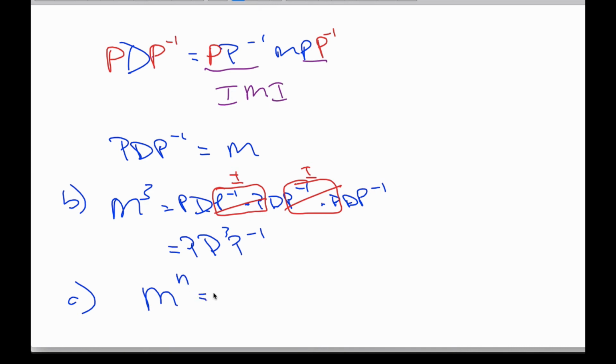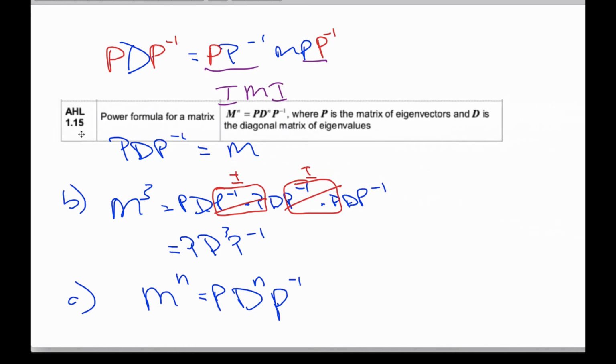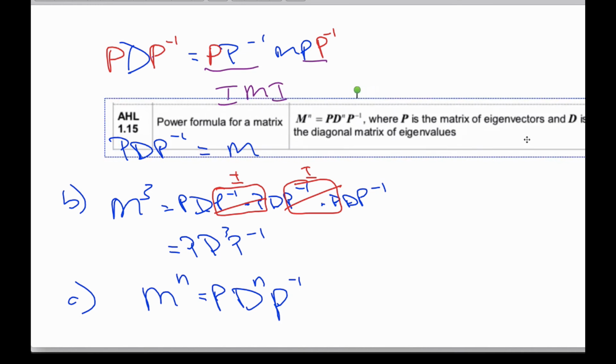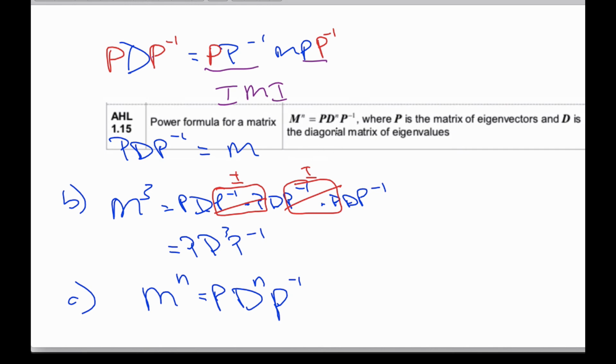Okay, so now if I want to take this idea and generalize it, I can say M to the power of N is just going to be P times D to the power N times the inverse of P. And so this will find us M to the power of any value N by doing this particular calculation. And I also know that in my formula booklet, I have it written for me. And so I don't have to memorize this one. It is just given to me, but it's handy to know. And it's quite intuitive to know as well. The only thing I always have to think about is which one goes first, the regular one or the inverse.